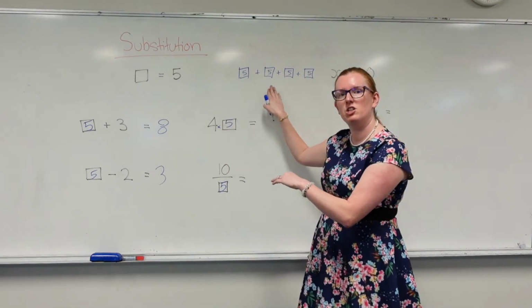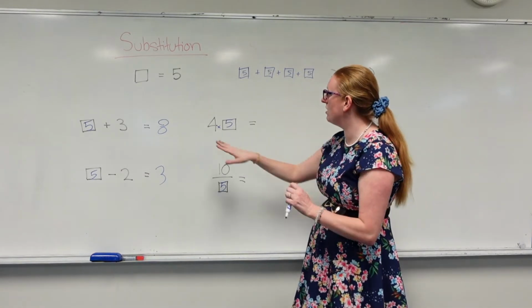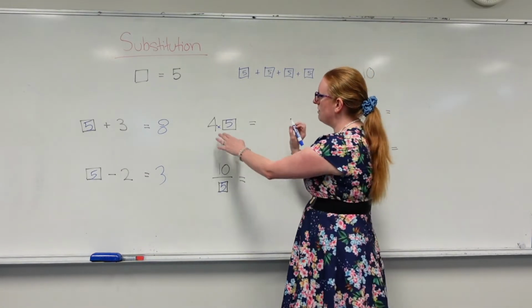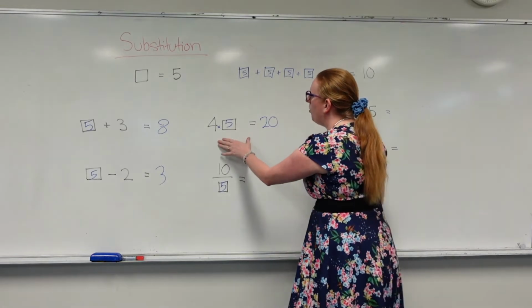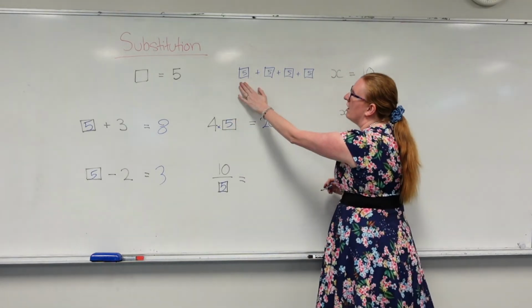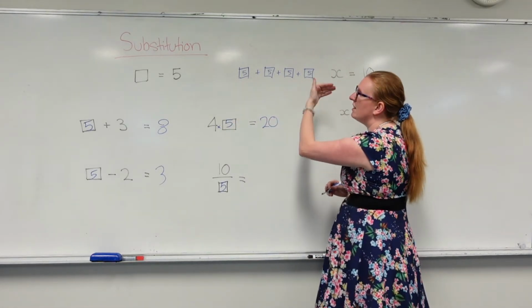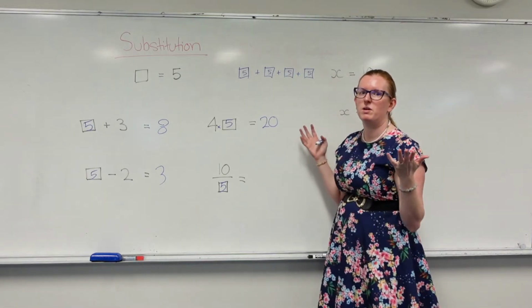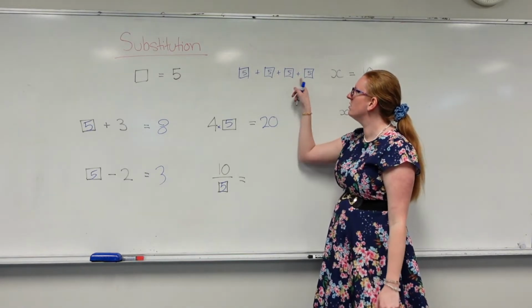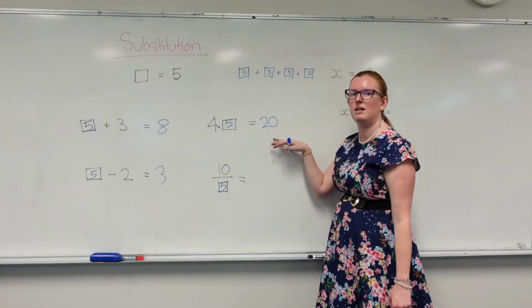It's repeated addition, which is multiplication. So 4 5s, 4 times 5 gives me 20. Or if I wanted to do it the long way, I could go 5 plus 5 plus 5 plus 5 equals 20. But a faster way of doing it would just be 4 times 5, which is 20.